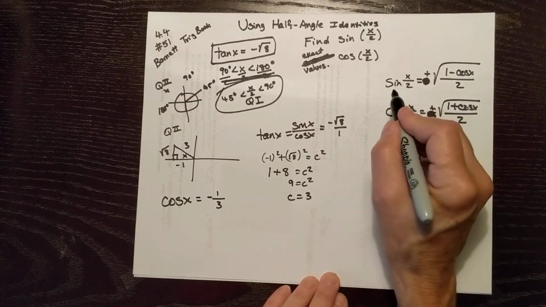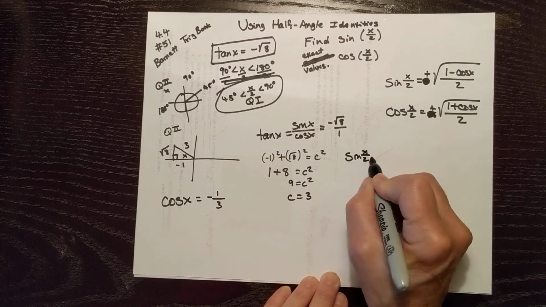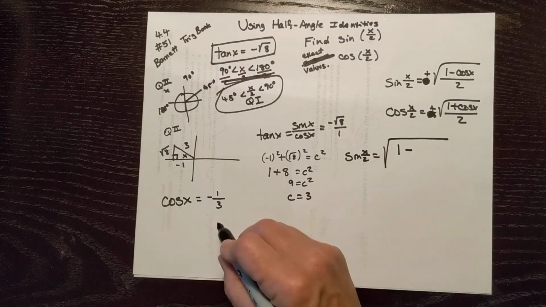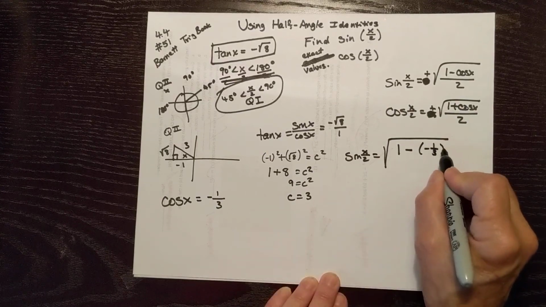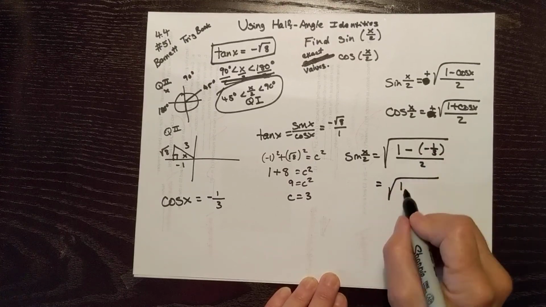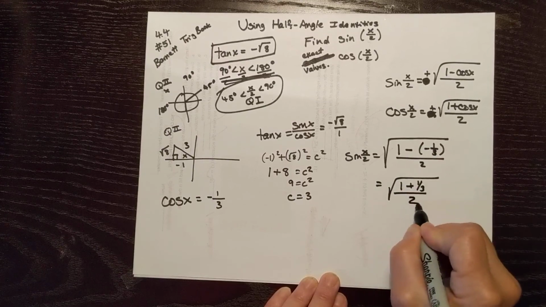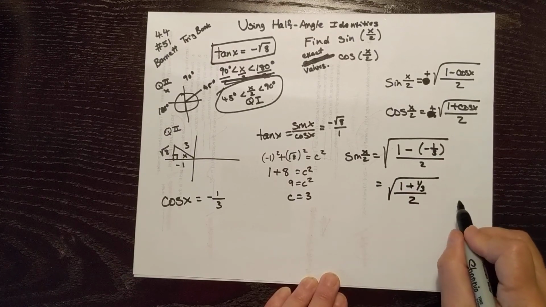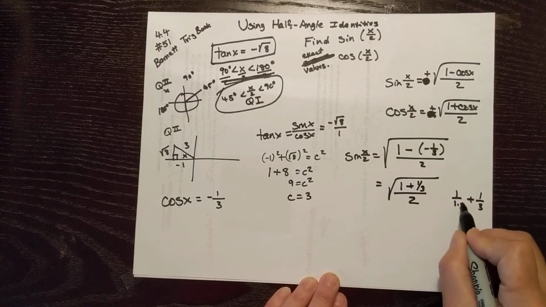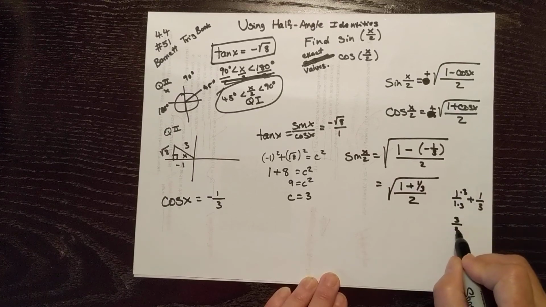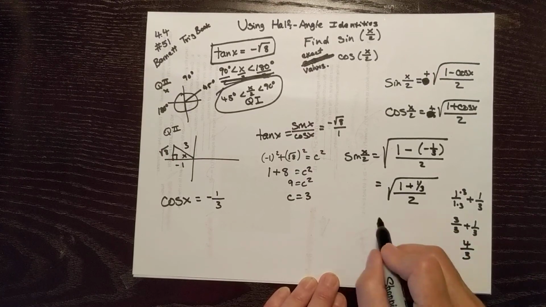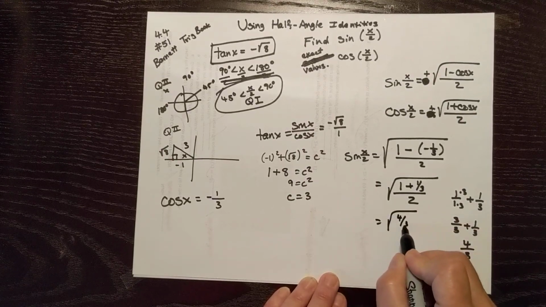So if I'm going to calculate the sine of x over 2, that's equal to, I already know it's positive, the square root of 1 minus the cosine of x, which is negative 1/3, all over 2. So this is equal to the square root of 1 minus minus is a plus 1/3 all over 2. If I have to add 1 plus 1/3, I'm going to think of it as 1 over 1 plus 1/3. I'm going to use a common denominator of 3. This is 3 over 3 plus 1/3. This is 4/3. That's what 1 plus 1/3 is. This is equal to the square root of 4/3 over 2.